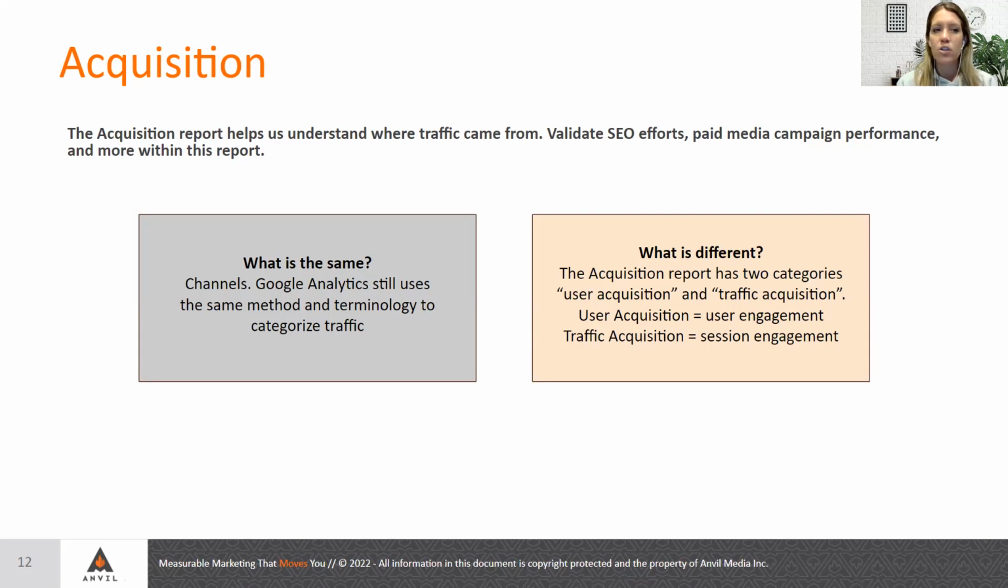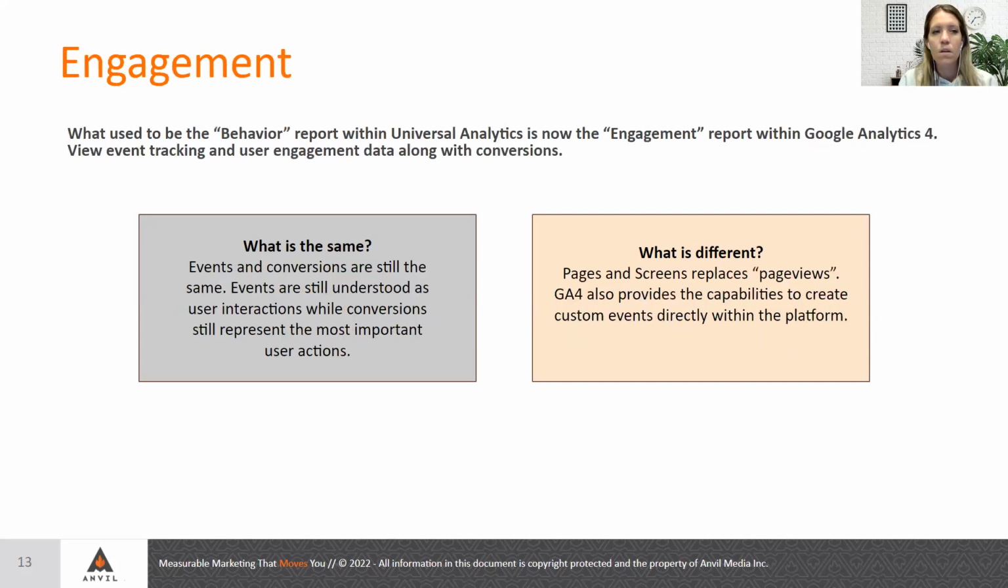But again, the channels are going to stay the same. The categorization is going to stay the same. So acquisition is a more familiar report in GA4. We also have engagement. So this used to somewhat be the behavior report that you've seen in Universal Analytics. Engagement is where we'll see things like our event tracking, user engagements, and even the conversion data as well.